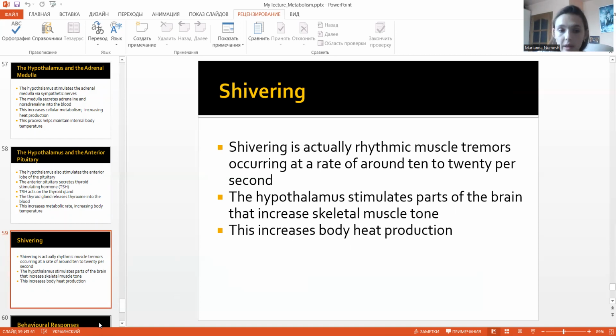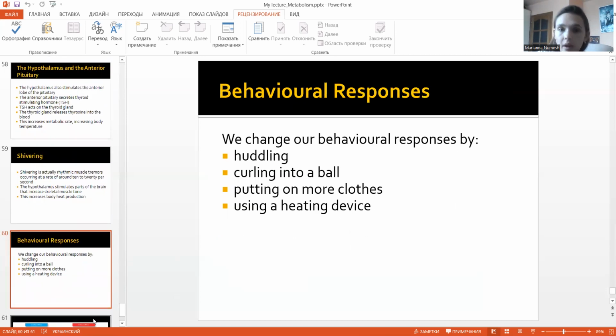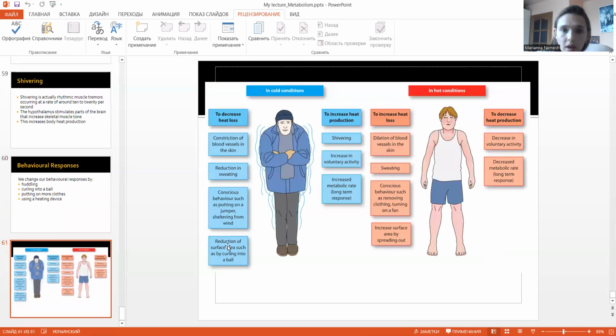And how is behavior going to change? Curling into a ball, putting on more clothes, using different kinds of heating devices. So here you could see that in a cold condition, when the temperature decreases, let us repeat once more: constriction of the vessels in the skin, reduced sweating, shivering, increased voluntary activity, increased metabolic rate. In a heat condition: dilatation of the vessels, redness of skin, sweating, increased surface area by spreading out, decreased metabolic rate, and decreased voluntary activity.